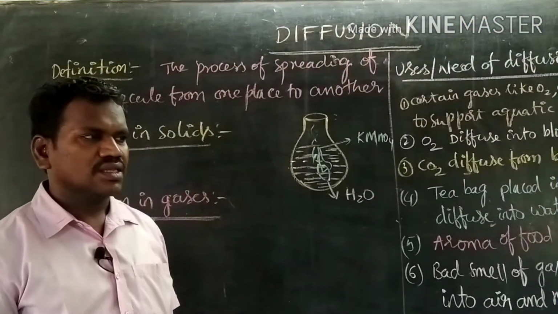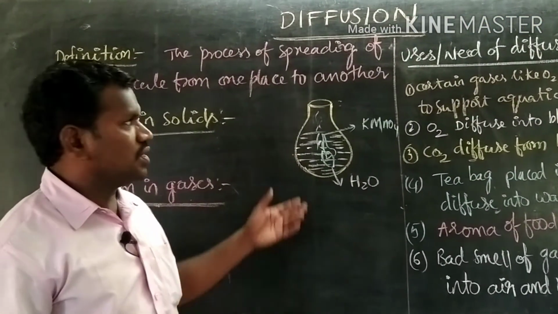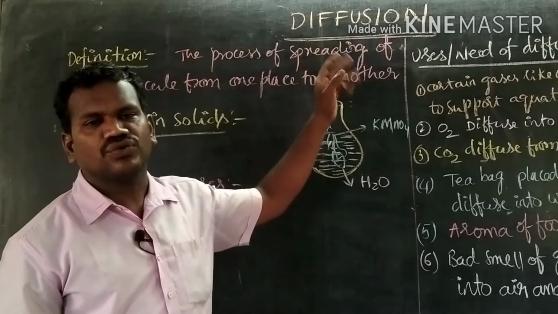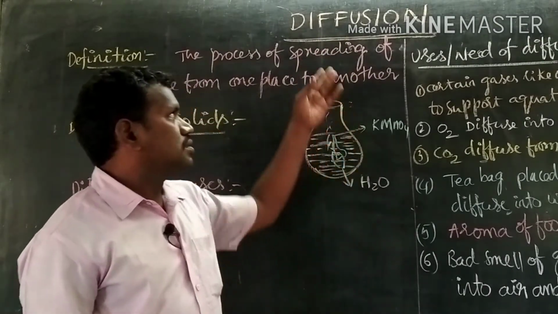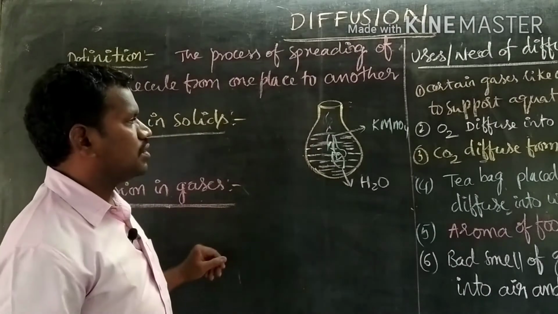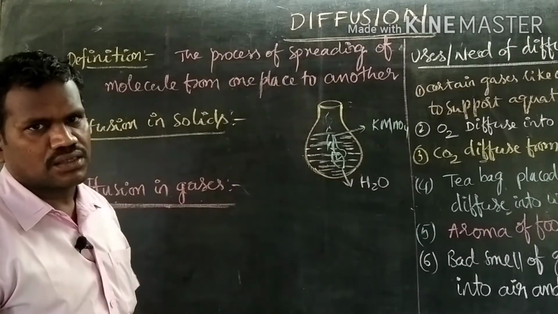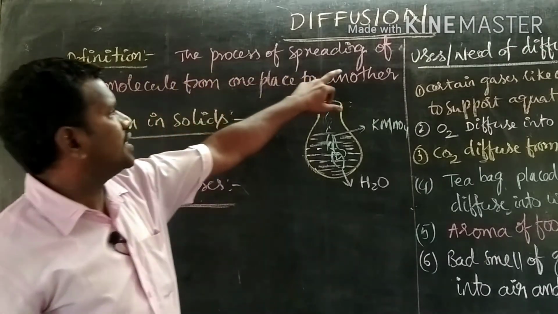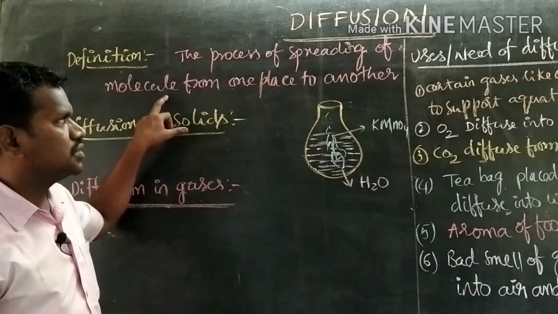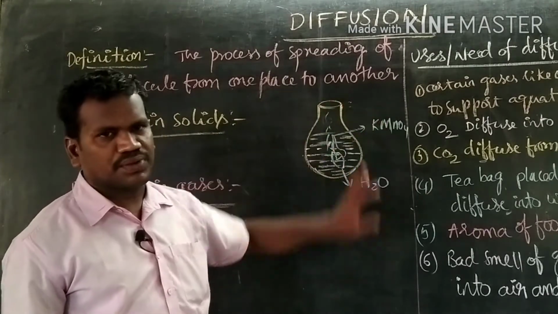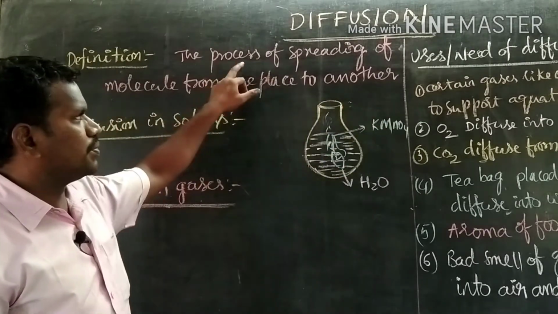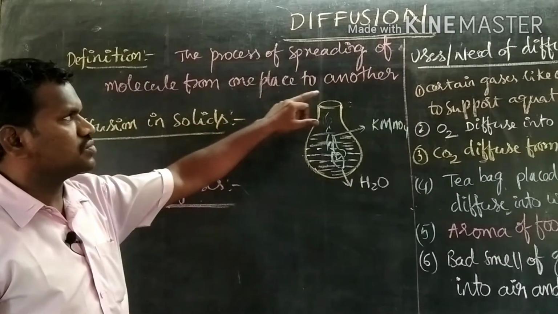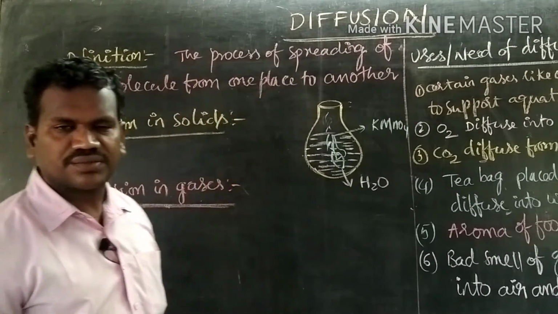Students, in this video we are going to learn the basic concept of the process of diffusion. First of all, the statement of diffusion: the process of spreading of molecules from one place to another place is called diffusion.